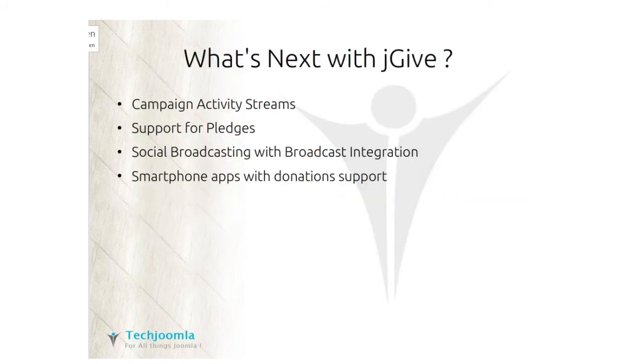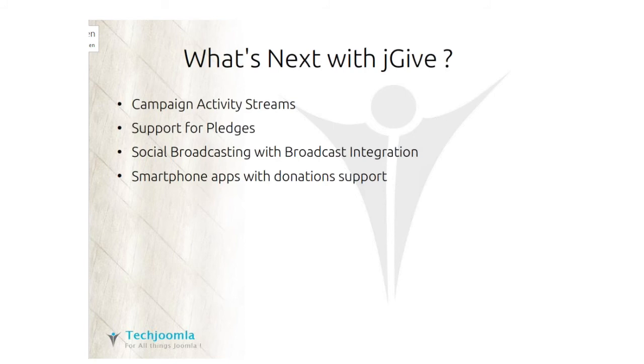Similarly, with Community Builder, we have similar integrations. We have a few additional things coming in Jgive in the coming few months. One is campaign activity streams, which people have been asking about for a long time. Support for pledges, so pledge and pay with PayPal. Right now, Kickstarter lets you create campaigns where you accept money, but the money is only paid when the campaign goal is reached. Otherwise, it is refunded. That kind of campaign you cannot do in Jgive right now automatically. You have to manage that manually. But with PayPal pledge and pay support, you will be able to do that with Jgive as well.